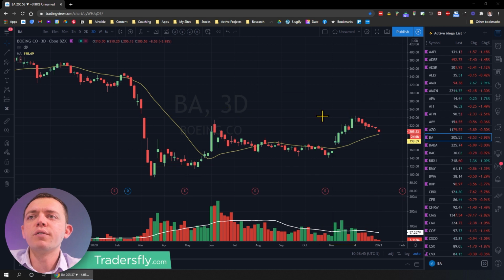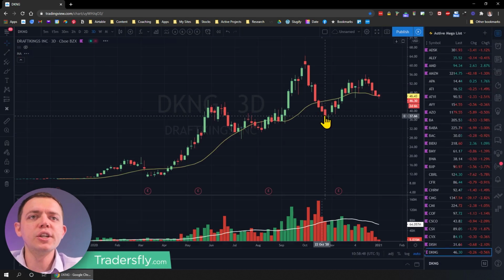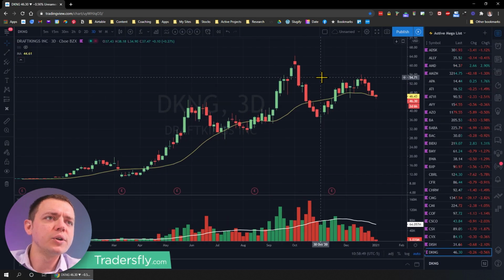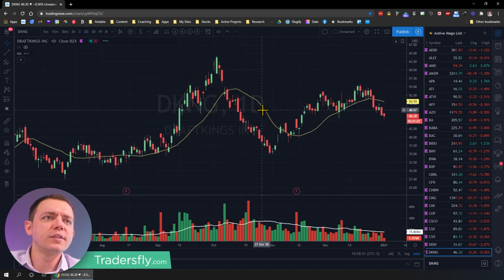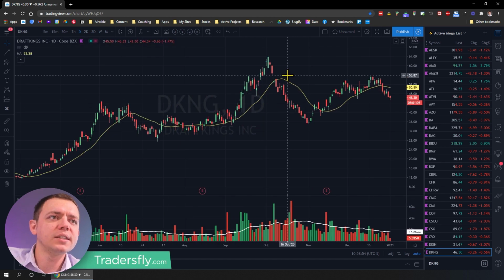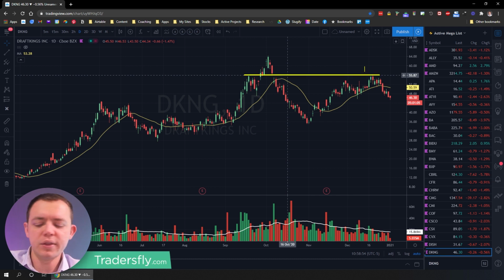Let's see where things go from there. DKNG here, which you'll notice, if we go to the daily, we've got some critical resistance problems right there. So this one's struggling. And now with this pullback, again, here is your support. So that is a support level right there.